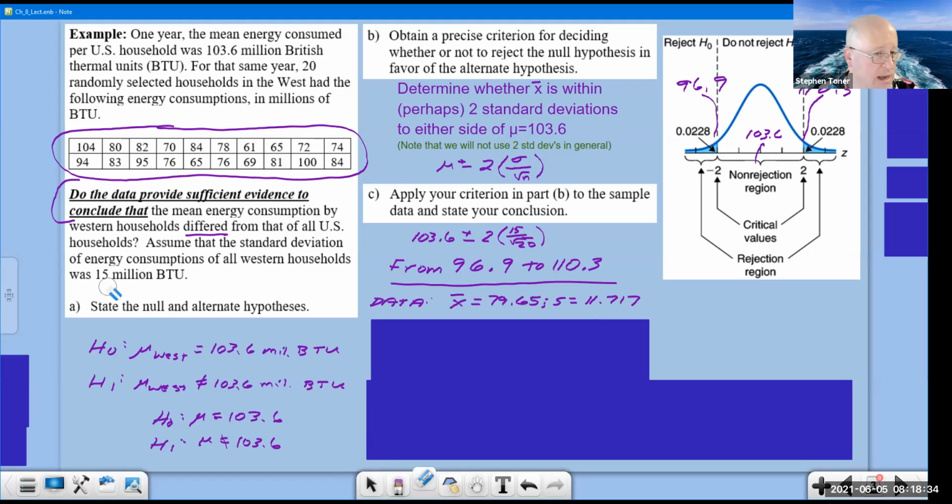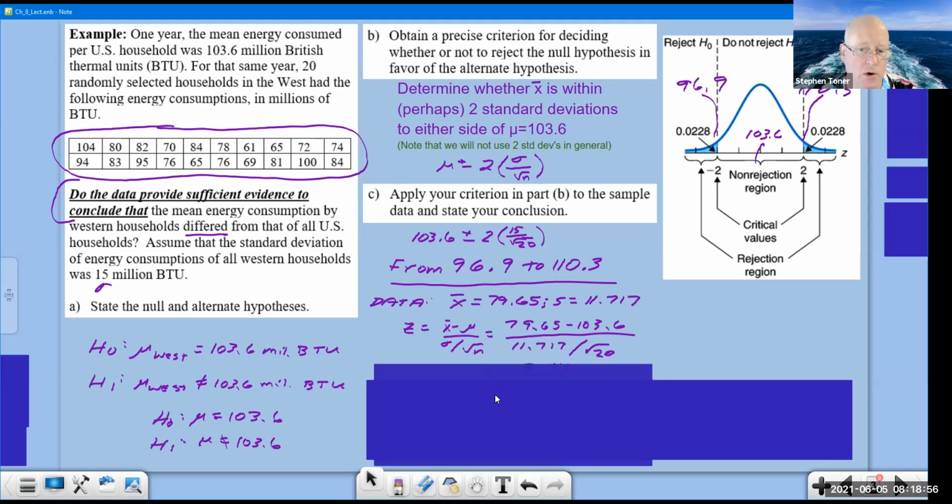So I guess I actually need to go back here and change what I had said was X bar into sigma instead. I apologize there. I probably shouldn't have said all Western households. I just should have said all households. But there's our mean and standard deviation from the sample data.